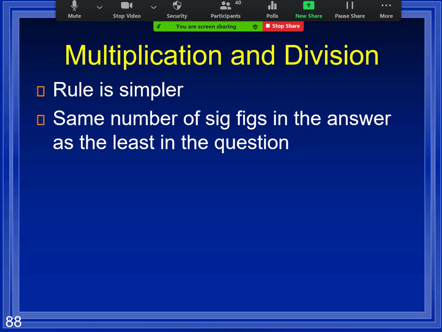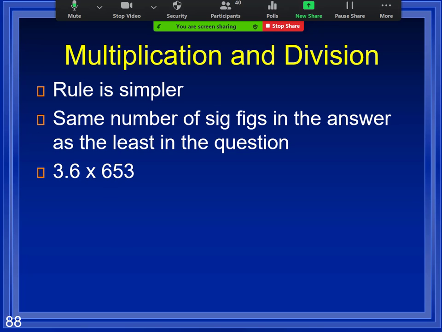The same number of sig figs in your answer as the least in the question. So you count out how many sig figs the first number has, how many sig figs the second number has, how many sig figs the third number has. If there's 10 numbers, you count out how many sig figs each one of those has. And if the first one has 2, and the second has 3, and the third has 3, and the fourth has 5, the smallest of those numbers is 2. So that's how many you can have in your answer. That's the whole rule. That's why we learned how to count sig figs, is because it's what we'll do most often.